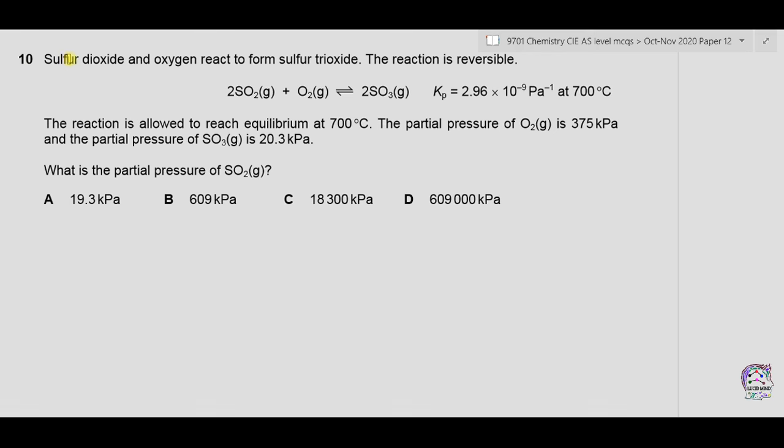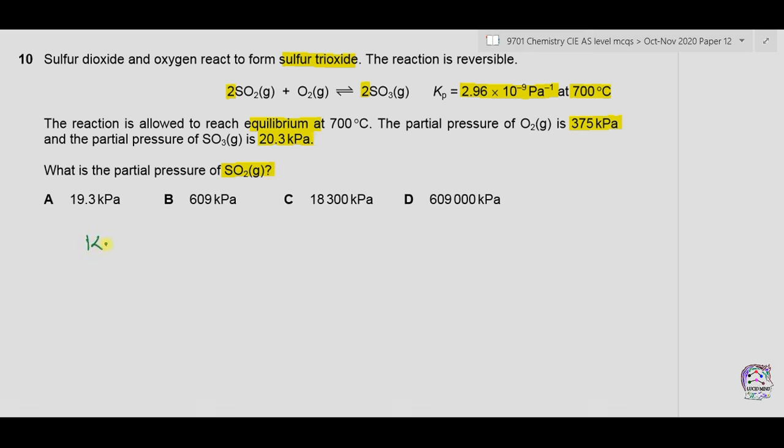Question 10. Sulfur dioxide and oxygen react to form sulfur trioxide. The reaction is reversible. We have 2 moles of sulfur dioxide that react with 1 mole of oxygen to form 2 moles of sulfur trioxide. Kp for this reaction is given per pascals. Temperature is 700 degrees centigrade. The reaction is allowed to reach equilibrium at 700 degrees centigrade. The partial pressure of oxygen is 375 kilopascals and the partial pressure of sulfur trioxide is 20.3 kilopascals. What is the partial pressure of SO2 gas?